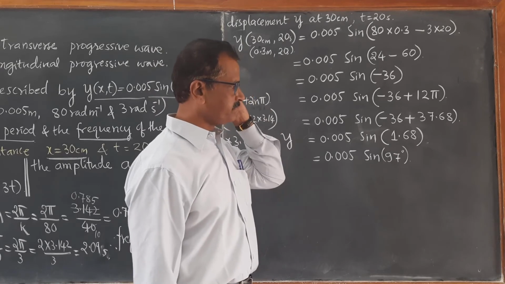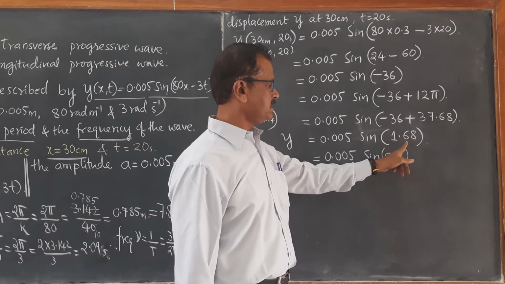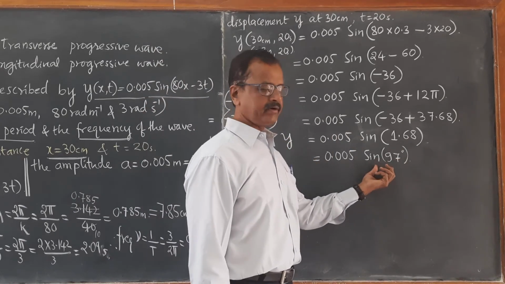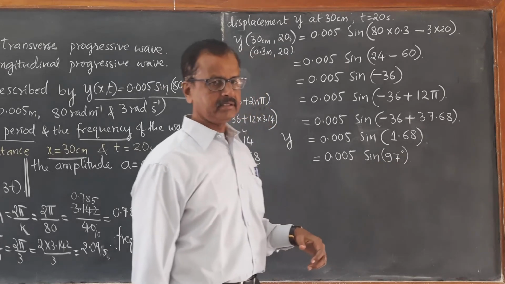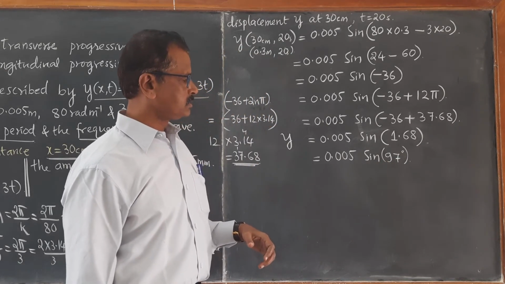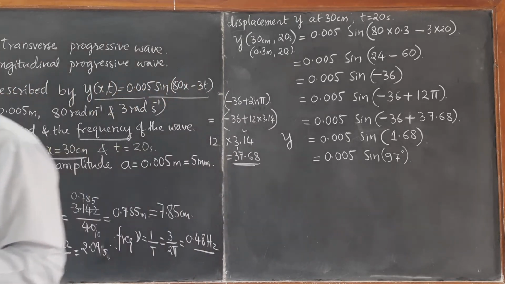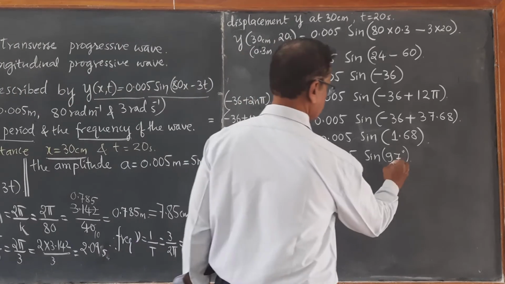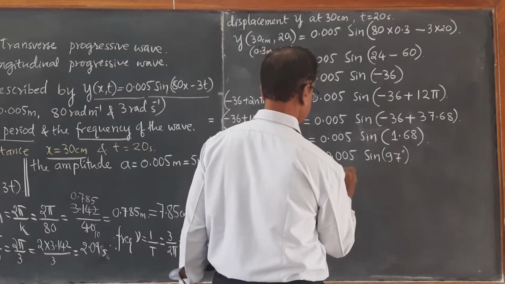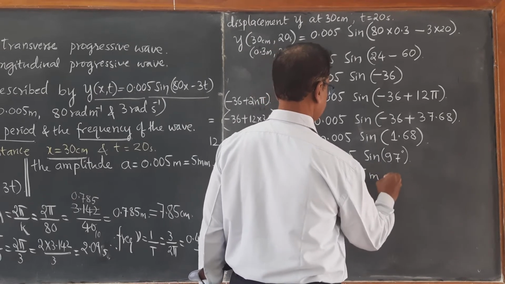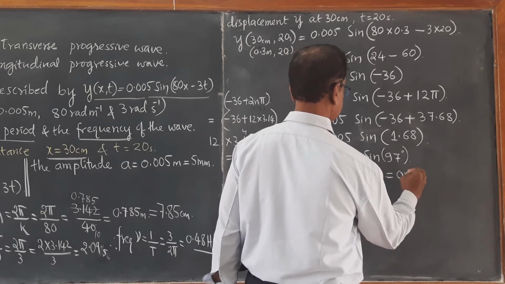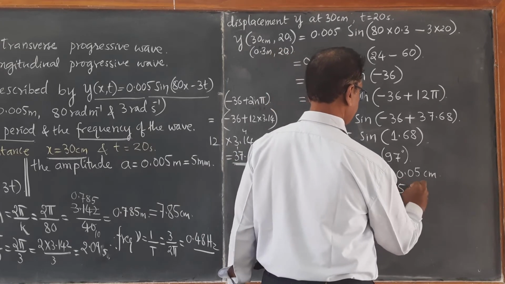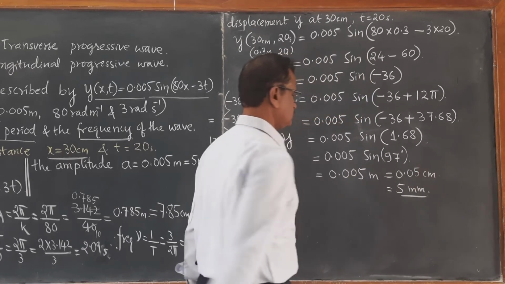1.68 is in radians, and it is converted into degree. So if you calculate radian into degree, sin 97 comes out to be 1 point something. Almost it is close to 1. So we can take it as almost 0.005 meter, that is 0.5 centimeter, that is equal to 5 millimeter. 5 millimeter.